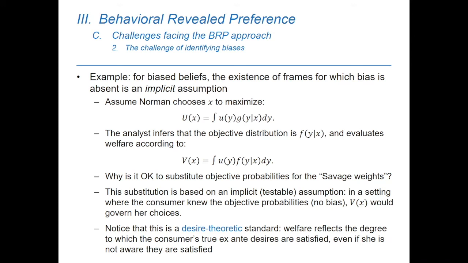Now, I want to close my discussion of this example with one additional observation that I think is really quite interesting. You can see that this normative utility function really is implementing a desire theoretic standard. And what do I mean by that? Well, in using the justification that I've given for this normative objective function, we're saying that welfare reflects the degree to which the consumer's true ex ante desires are actually satisfied, even though she doesn't know that they're being satisfied. She may believe that the distribution is G and not F, but we're evaluating her well-being according to V. So that's very much adopting the desire theoretic perspective.